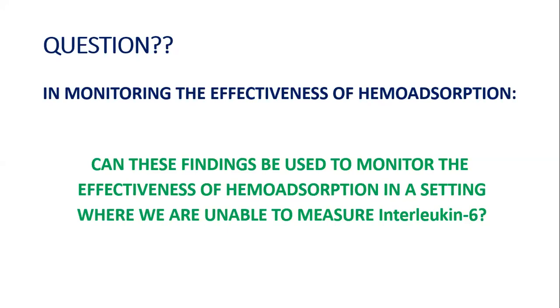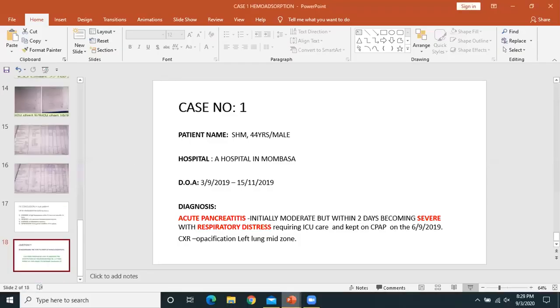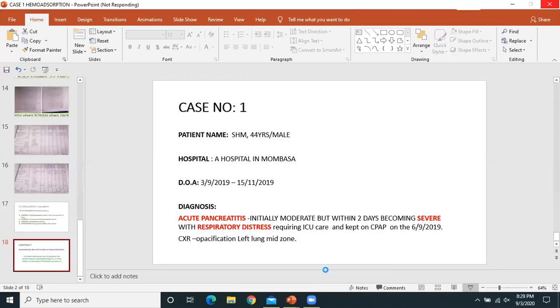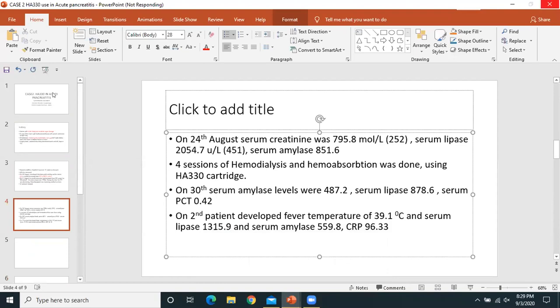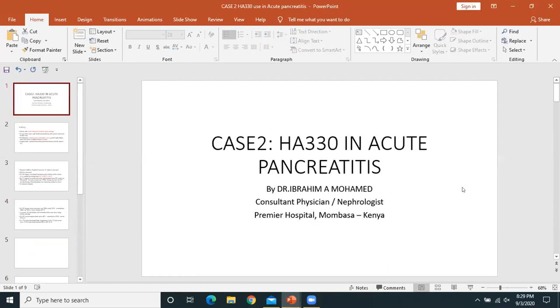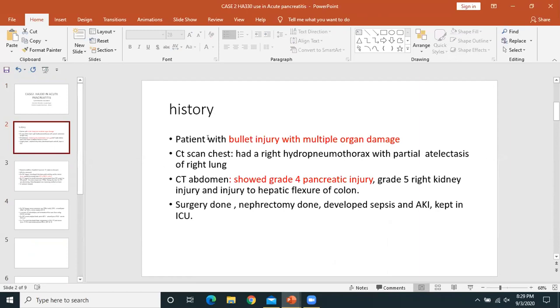The other case which I have is a current case which I'm having now. There's another case of acute pancreatitis. This is again a young man who got a bullet injury with multiple organ damage. You see hydropneumothorax, especially of the right lung, pancreatic injury, kidney injury which eventually required nephrectomy, liver injury, and the colon was injured, with surgery and hemostasis. Then I was called in as a nephrologist.